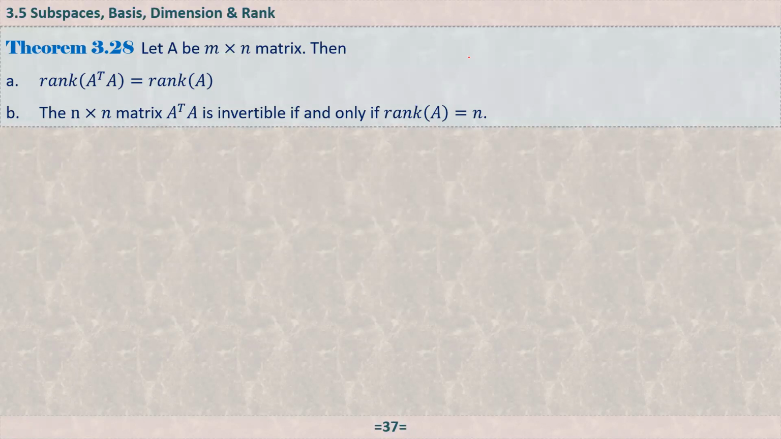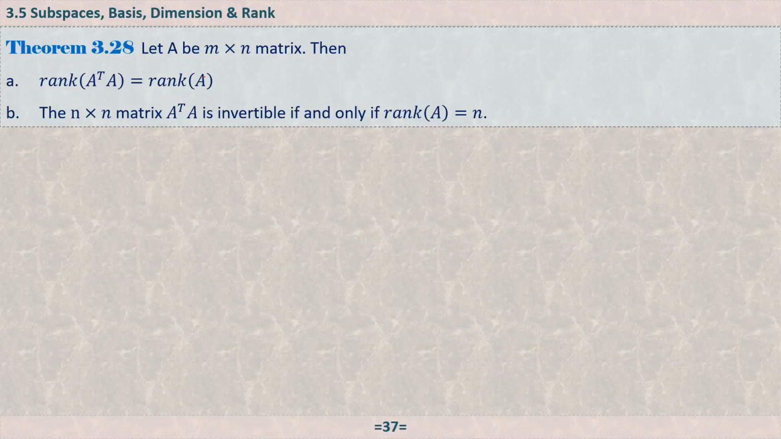So we have another important theorem here. Let A be an m by n matrix. Then the rank of A transpose A is equal to the rank of A. So we'll do some brainstorming here, and by proving this, you're getting more used to, or more familiar with, the language of mathematics or linear algebra. And the second one says that the n by n matrix A transpose A is invertible if and only if rank of A equals n. Okay, so let's start with the first one.